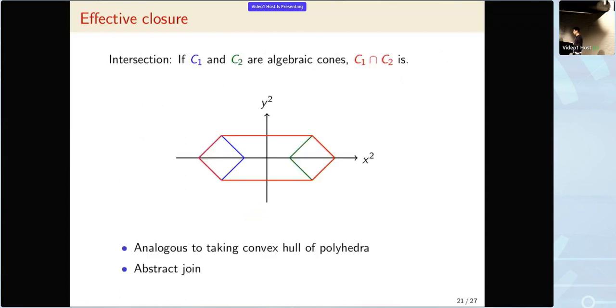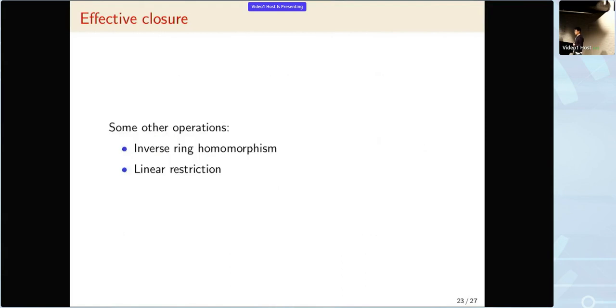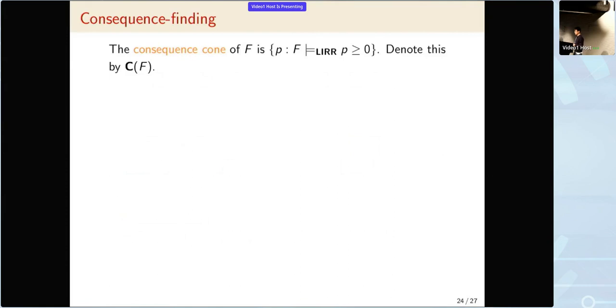Second operation is intersection. If C1 and C2 are algebraic cones, the intersection is. This corresponds geometrically to taking the convex hull of polyhedra, and this gives us an abstract joint. Closure under sum. If C1 and C2 are algebraic cones, so is their sum. This corresponds geometrically to the intersection of polyhedra. This gives us an abstract meet, and now with all these operations, we have a numerical abstract domain. We also have closure under other operations like inverse ring homomorphism and linear restriction, which I'll talk about on the next slide.